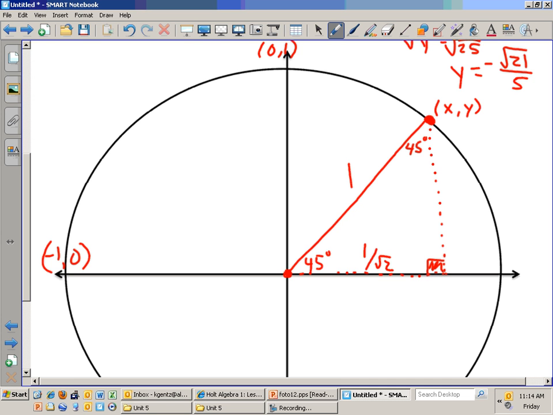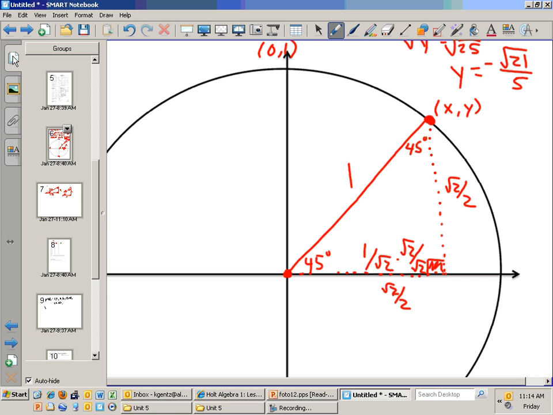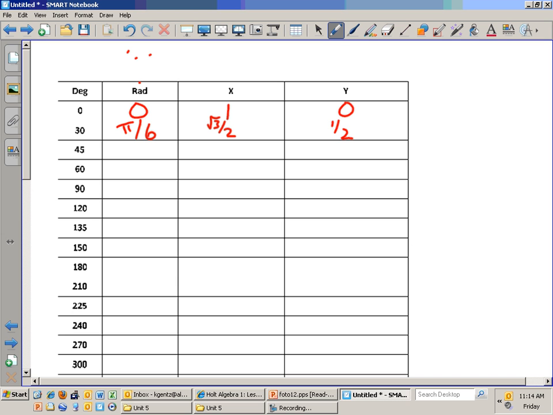Can you have the square root of 2 in the denominator? So I should multiply the numerator and the denominator by square root of 2. And you get square root of 2 over 2. That is the x value. What is the y value? Same thing, because it's a 45, 45, 90 triangle. We flip it over to the other side. 45 in radians is what? Pi over 4. And x is the square root of 2 over 2, we said. And y is also the square root of 2 over 2.